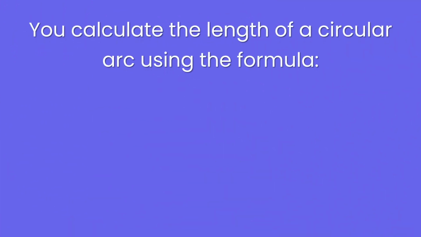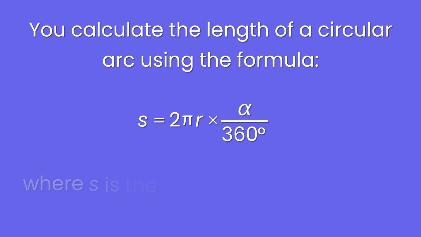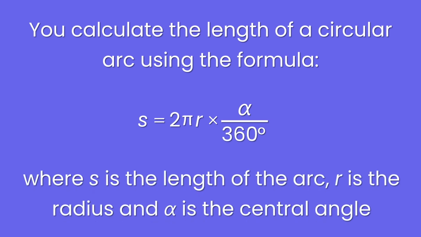You calculate the length of a circular arc using the formula S equals 2 pi r times alpha over 360 degrees, where S is the length of the arc, r is the radius, and alpha is the central angle.